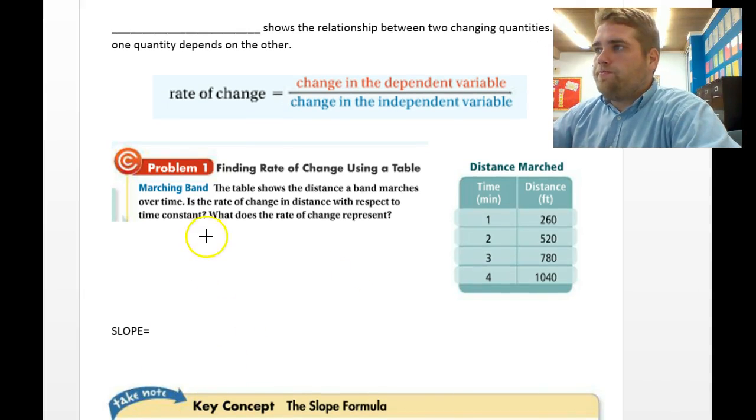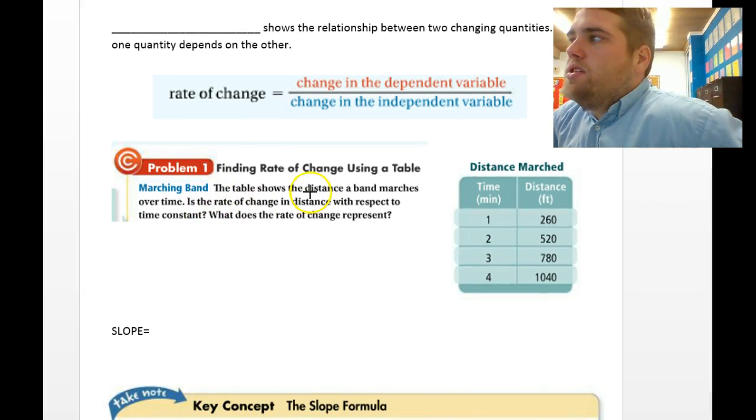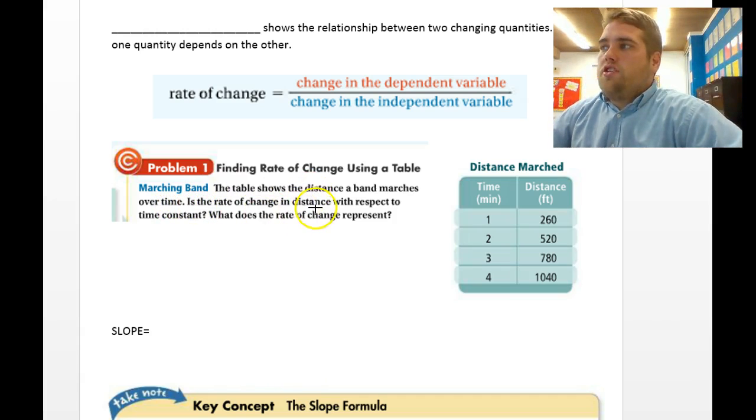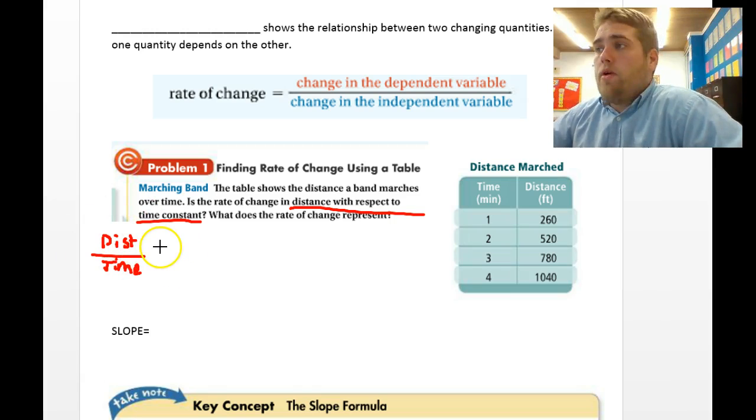Marching band. The table shows the distance a band member marches over time. Is the rate of change in distance with respect to time constant? Is it the same? What does the rate of change represent? What we want is distance with respect to time, so it's going to be distance over time, and that'll be our rate of change. Distance is our dependent variable, time is our independent variable.